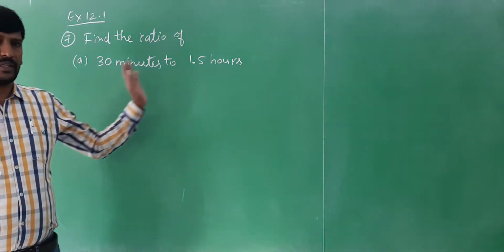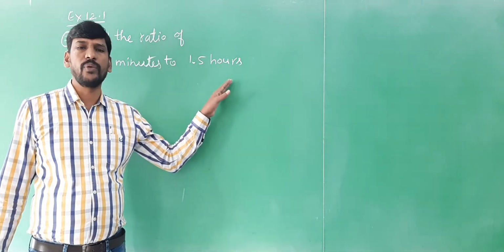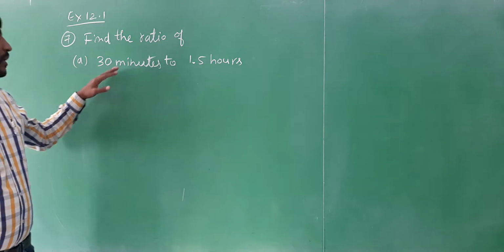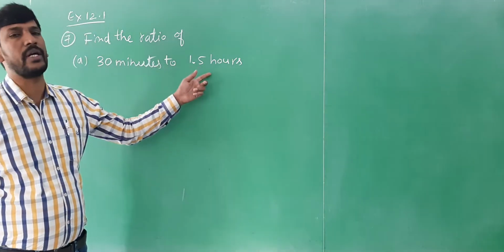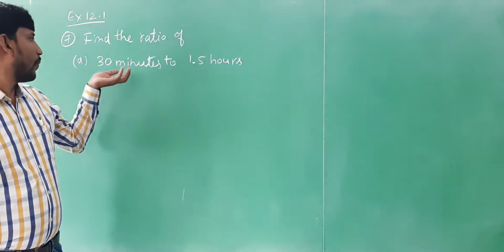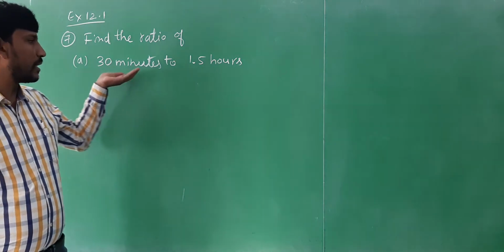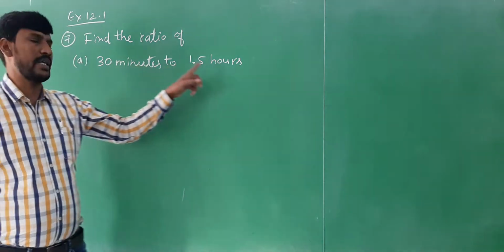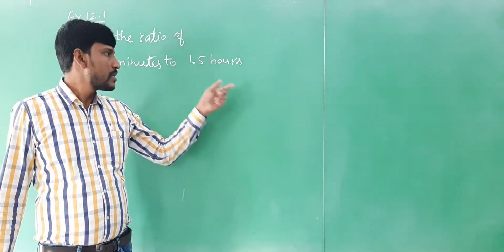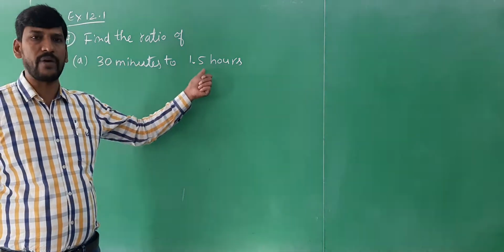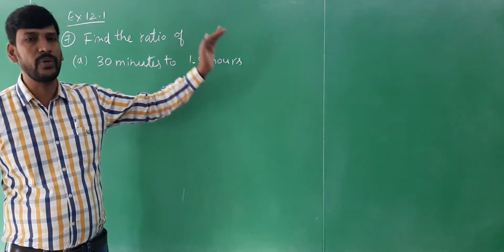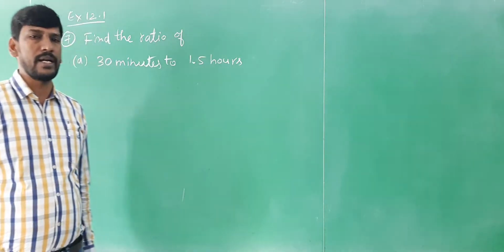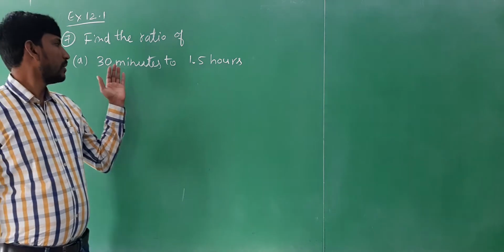Can we find out directly the ratio of these two? We cannot find the ratio between these two quantities directly, because one quantity is given in minutes and the other in hours. So here both are not the same unit. Clear children? So 1.5 hours we convert in terms of minutes. Then we can find the ratio of these two.